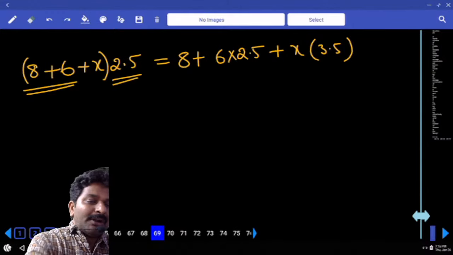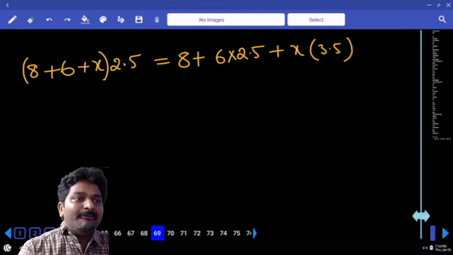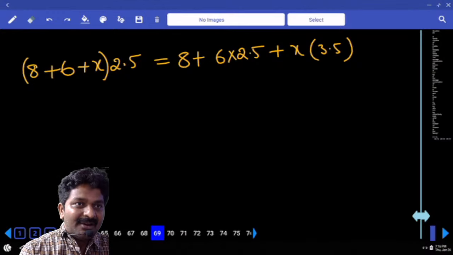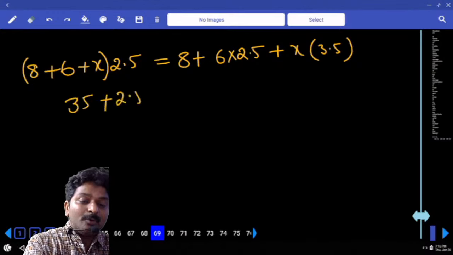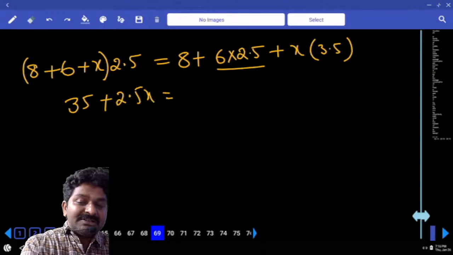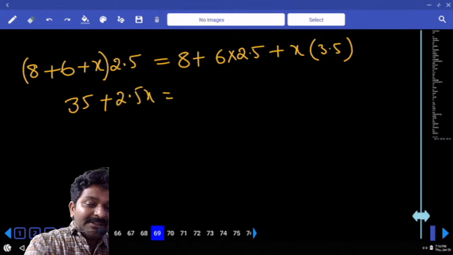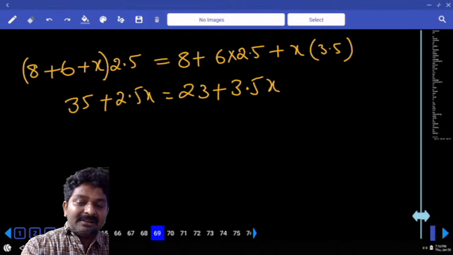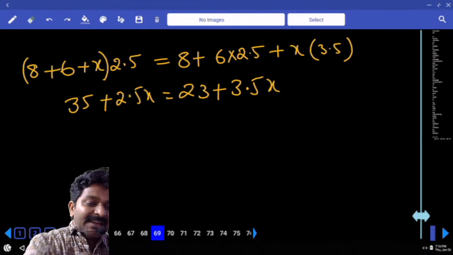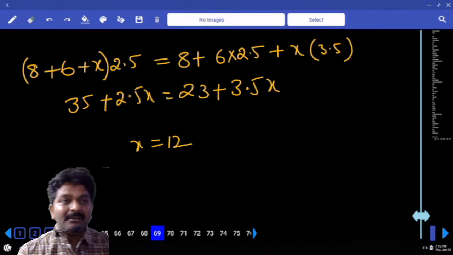How much is this? 14 into 2.5: 14 twos, 28, 14 into half, 7. 28 plus 7, 35. Plus 2.5x is equal to 6 into 2.5, 15. 15 plus 8, 23, plus 3.5x. The difference is x. The difference is 12.